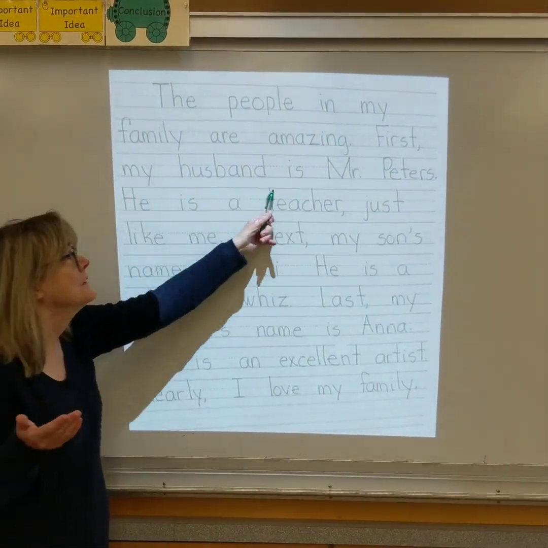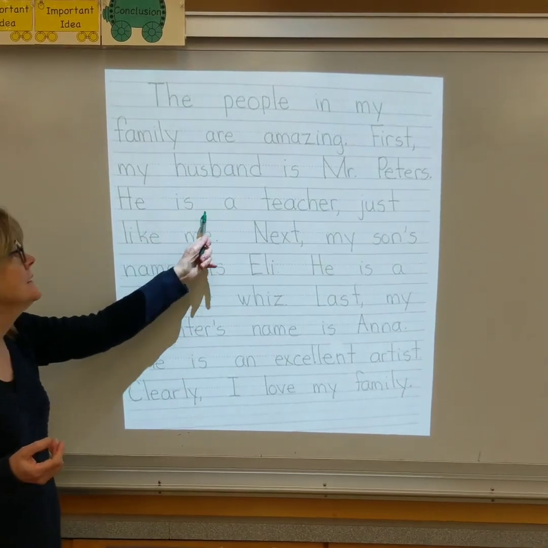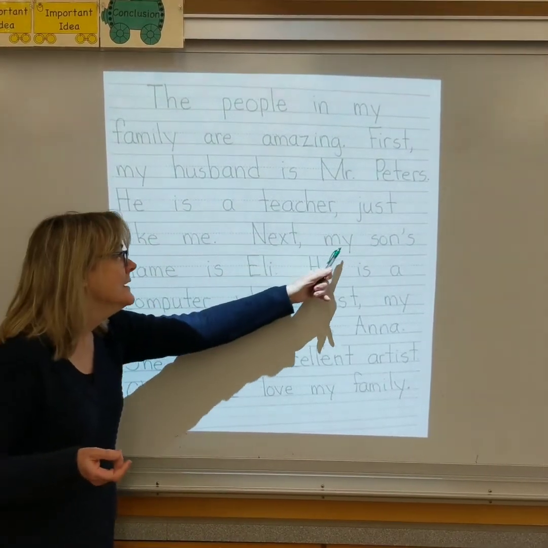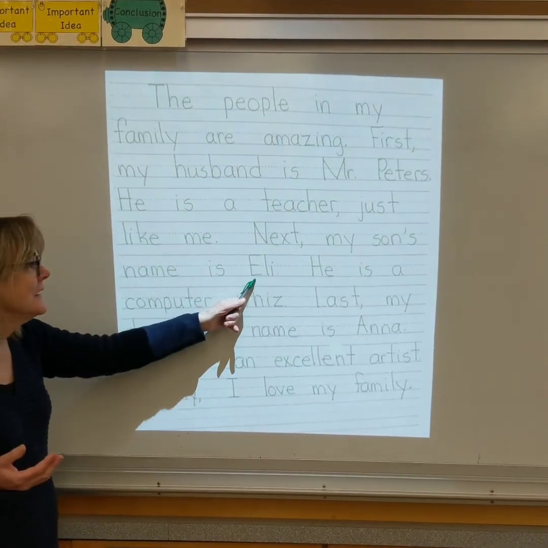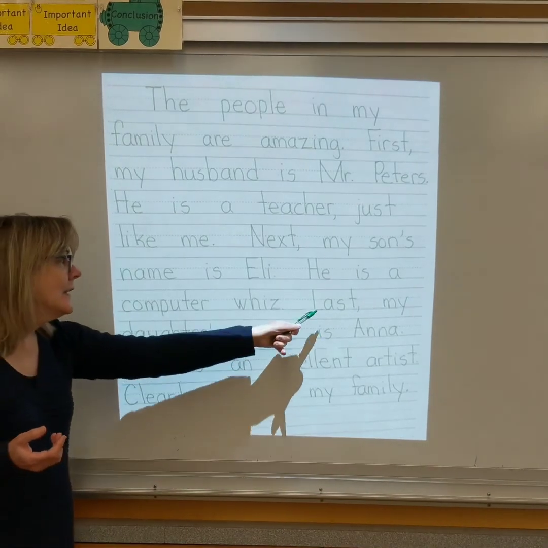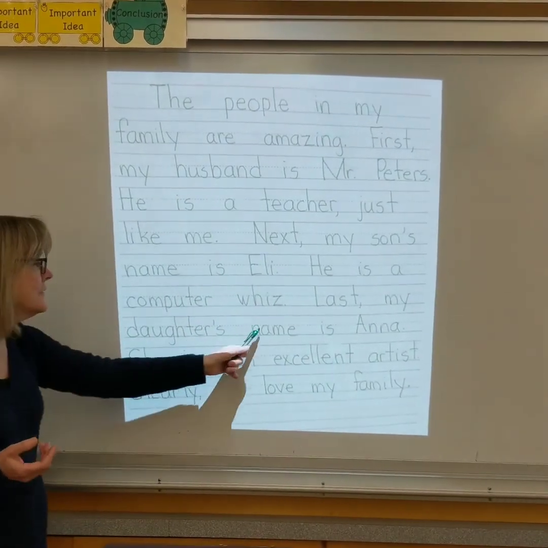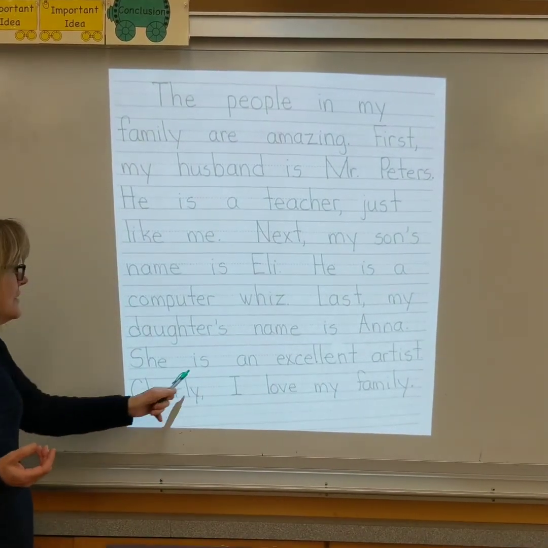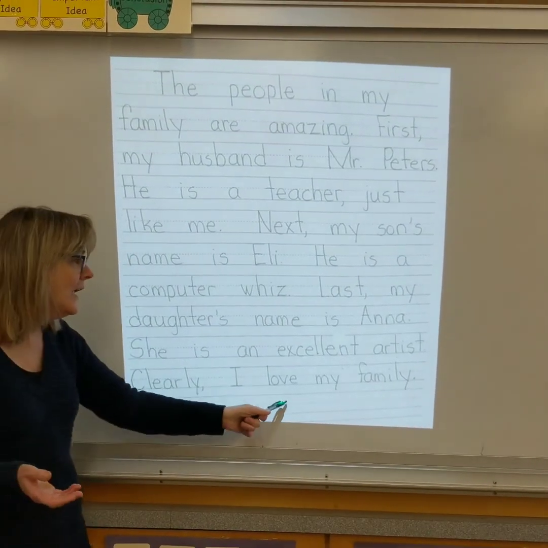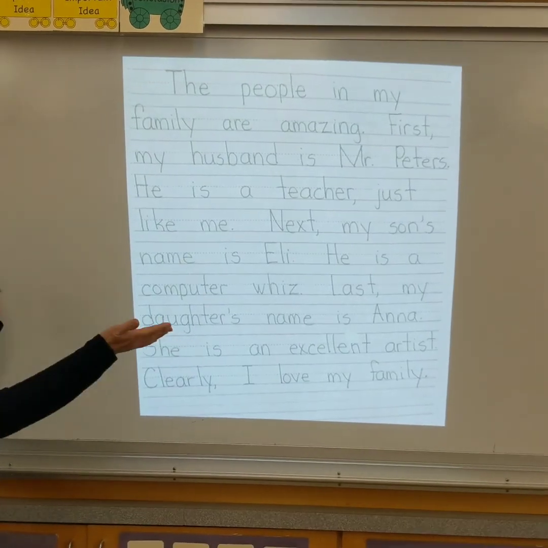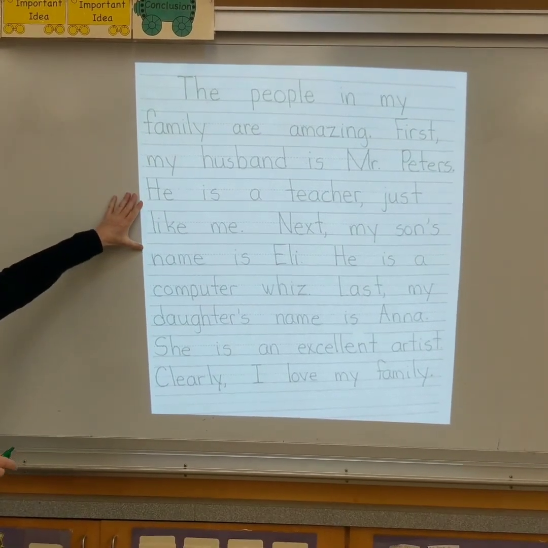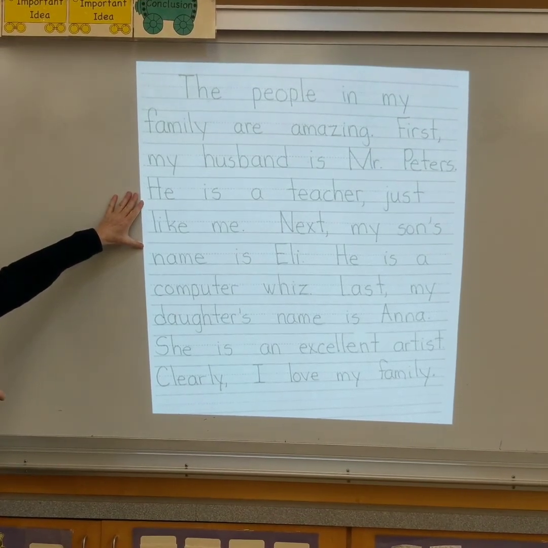The people in my family are amazing. First, my husband is Mr. Peters. He is a teacher just like me. Next, my son's name is Eli. He is a computer whiz. Last, my daughter's name is Anna. She is an excellent artist. Clearly, I love my family. So it's an official paragraph form here. You don't have to do this step unless you would like to.